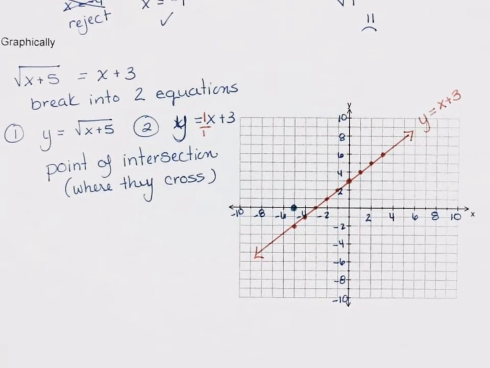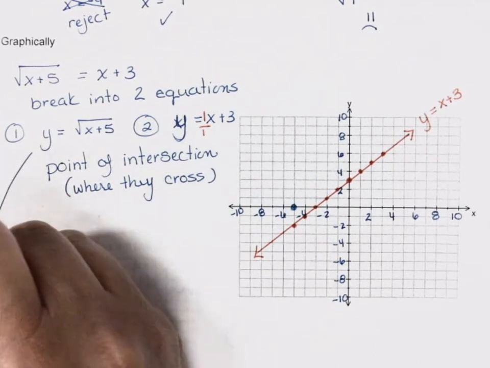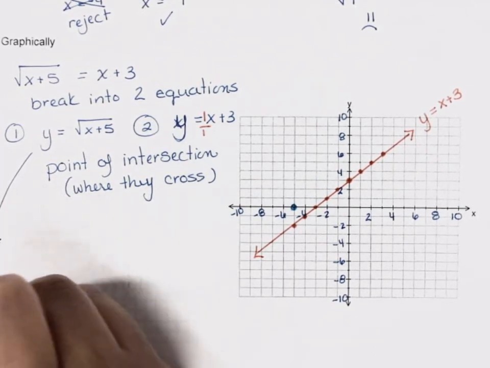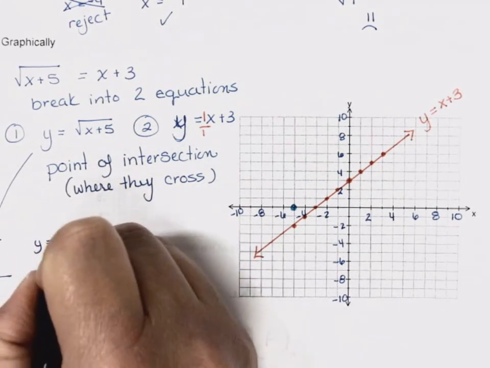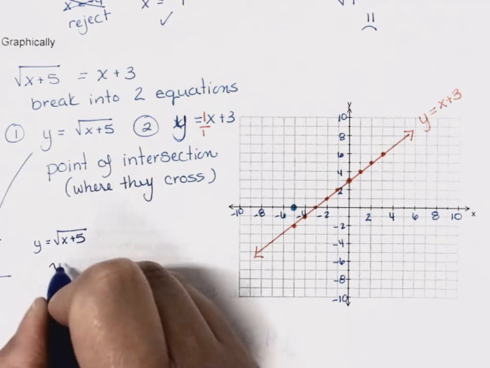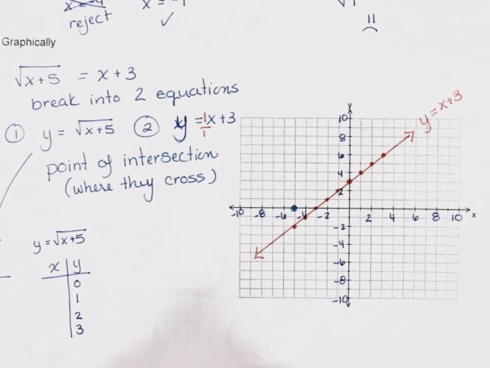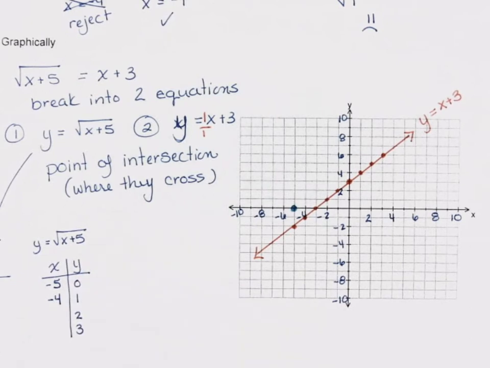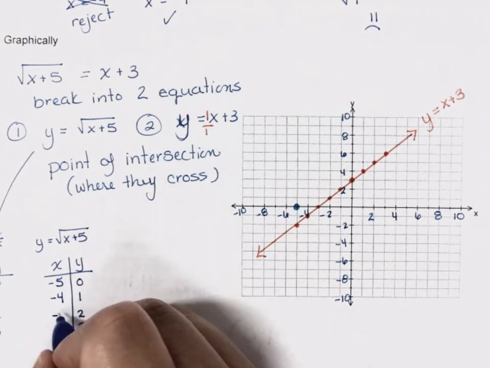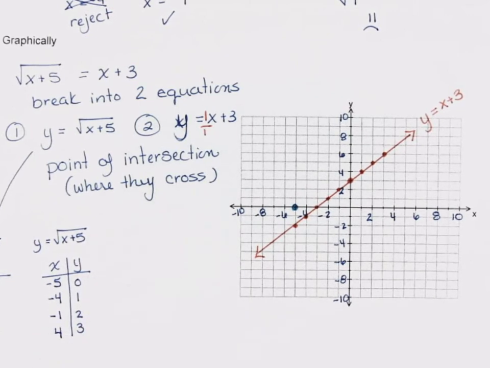Okay, -5 and 0. My next one, maybe it'd be good if we did a table of values for this one. So 0, 0, 1, 1, 4, 2, 9, 3. And so y equals x plus 5. Anything going to happen to my y's? And this goes to -5. This is going to go to -4. This one's going to go to -1. And this one will go to +4?